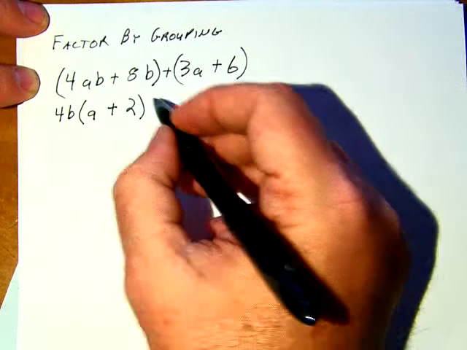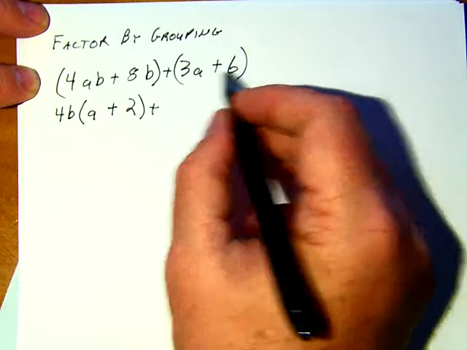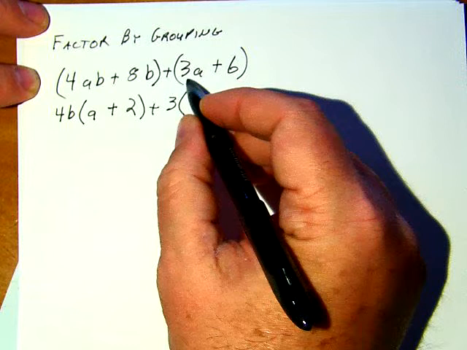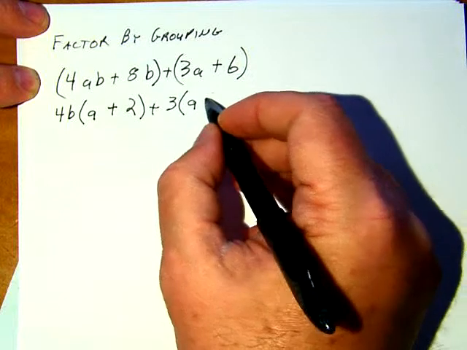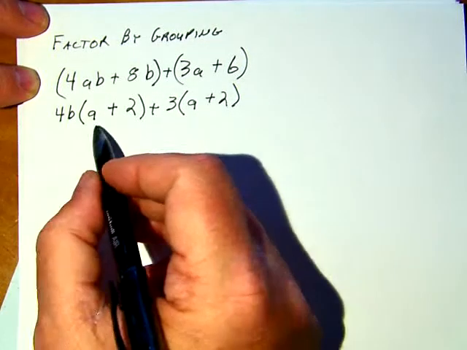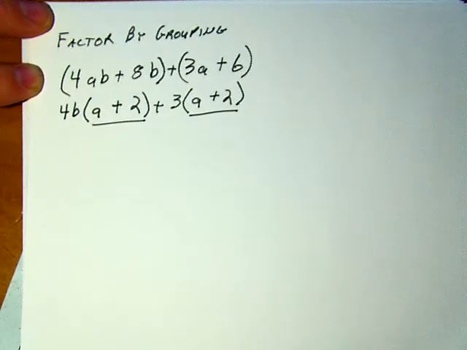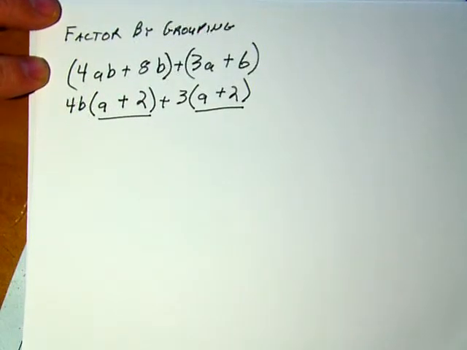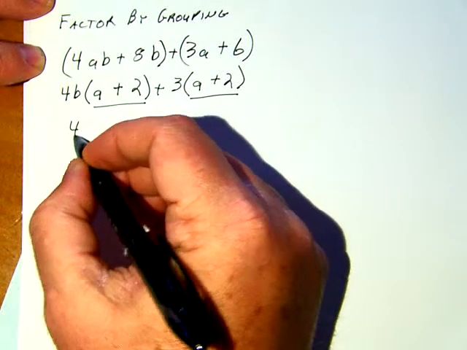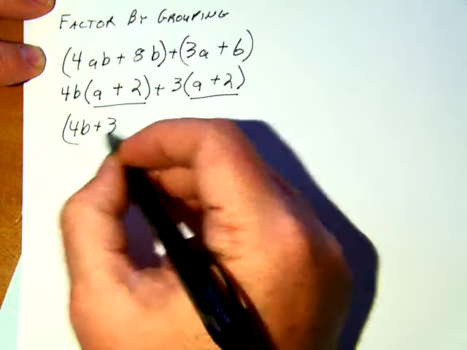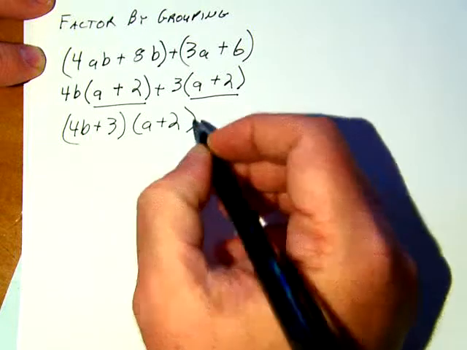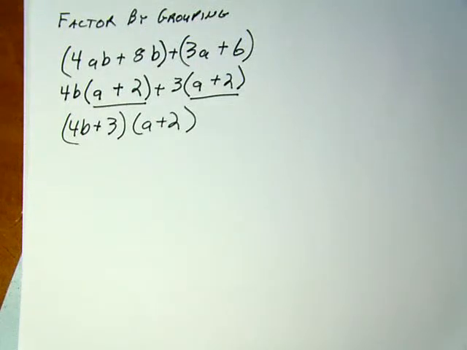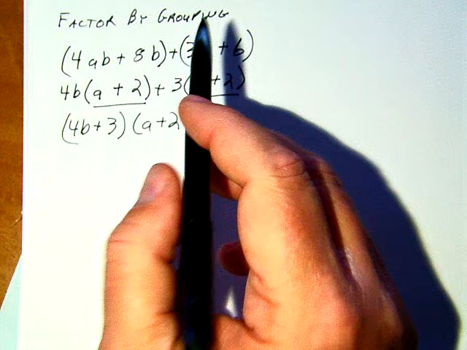Okay, now I still have my plus sign. Now I'm going to factor 3 out of this guy. 3a divided by 3 is just a. 6 divided by 3 is 2. And you'll now notice that I have the same term being multiplied by these two different groups. When you have that, you can rewrite this as 4b plus 3, the two outside terms, times a plus 2. And I've factored that process right there.